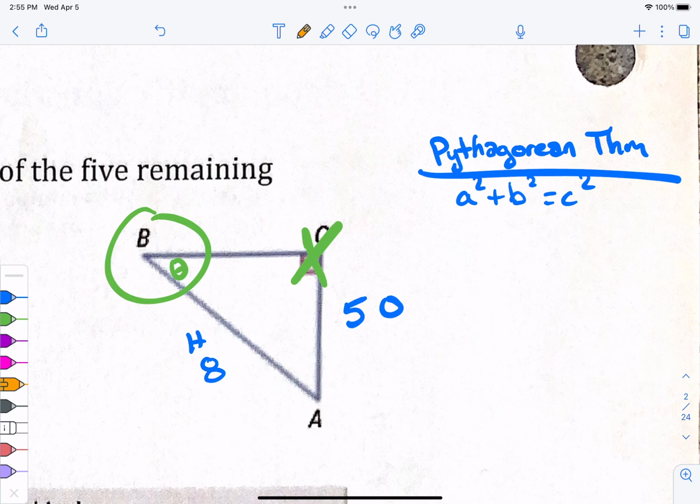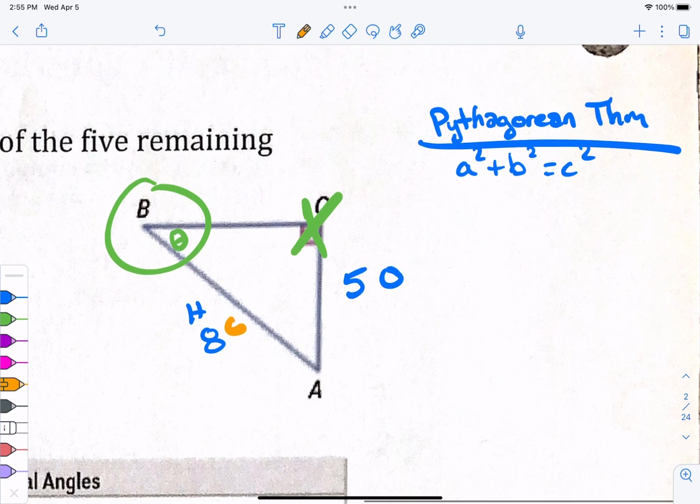So in this triangle, what's my C value? Which one is C? 8 has to be C. 8 is the hypotenuse. C is always the hypotenuse. Toby, did you hear that? Yes. Okay, the hypotenuse is always C. So 8 squared goes here.